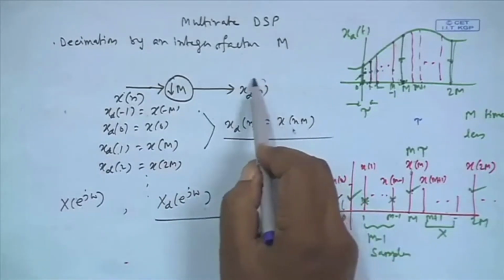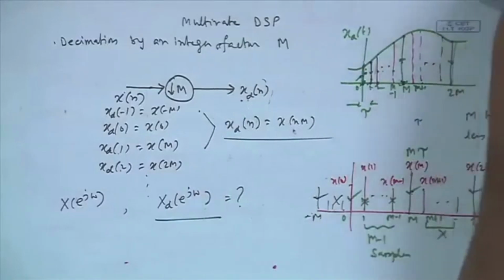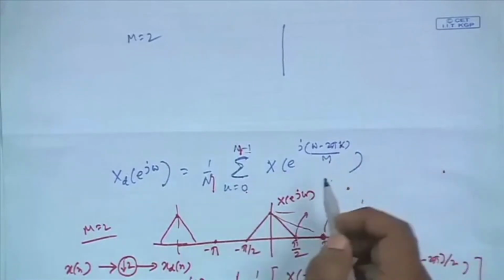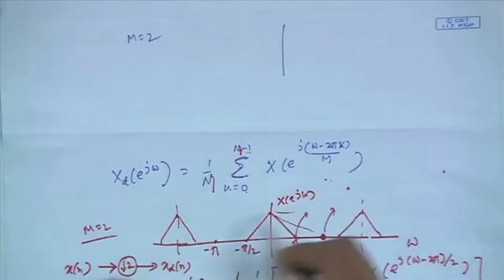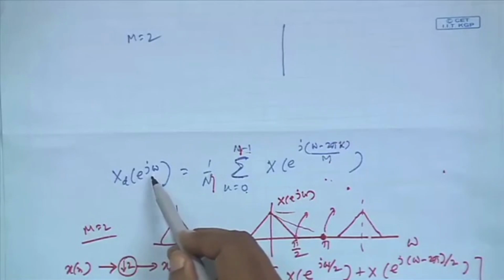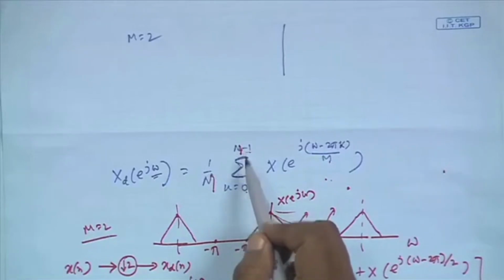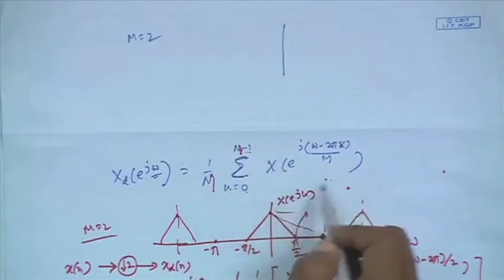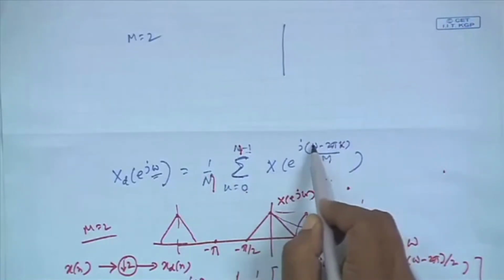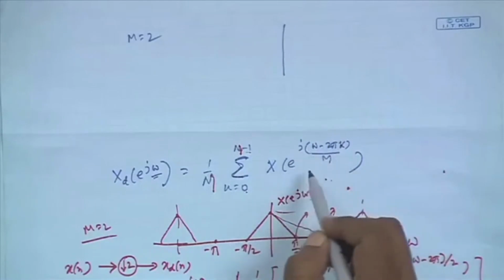Then we wanted to find out the discrete time Fourier transform of this xd[n], that is the decimated sequence, in terms of the original discrete time Fourier transform, and we derived it. The derivation I will not repeat today, but the formula was this: if you are decimating by a factor M, then the DTFT of the decimated sequence at any frequency omega will be 1 by capital M, summation k equal to 0 to M minus 1. So, total M components, capital X, the DTFT, at frequency (omega minus 2 pi k) by M. So, k equal to 0 means omega by M, k equal to 1 means (omega minus 2 pi) by M, k equal to 2 means (omega minus 4 pi) by M, dot dot dot.